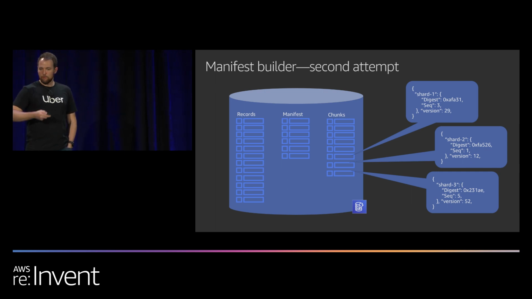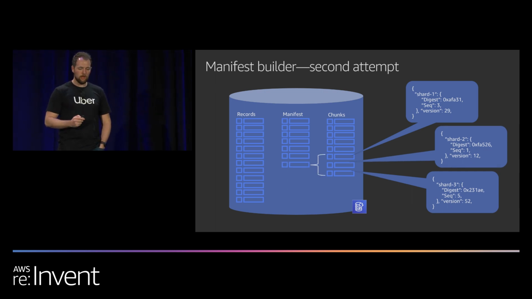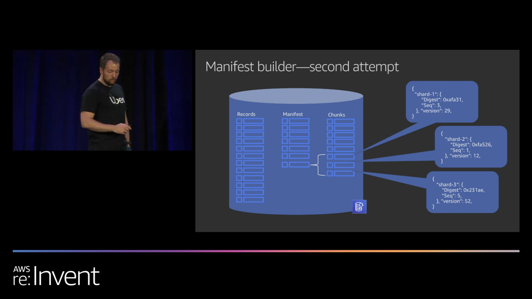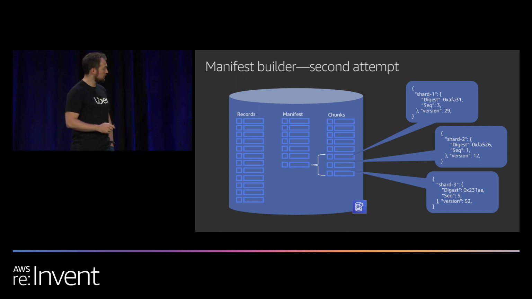When that is done, we process everything. We can then merge them into a manifest by merging all these digests, and we get a final manifest of what we need. And then we can go and delete these chunks. And everyone is happy. This approach has served us well. It's running in production and handling our load without any problems. But it took a few attempts to get there.